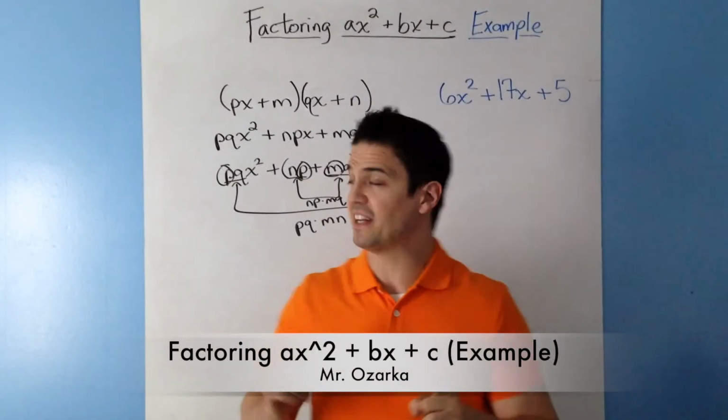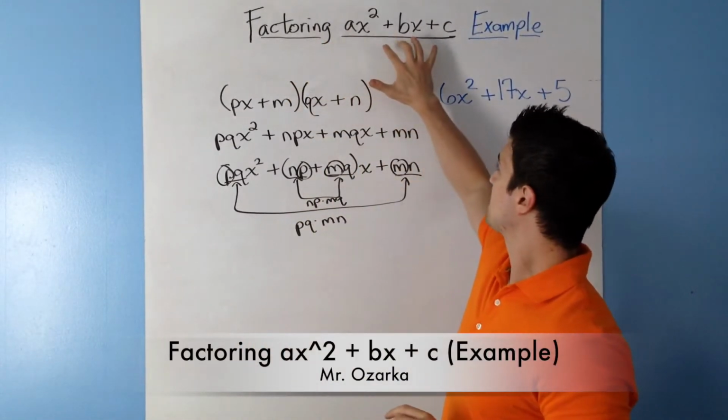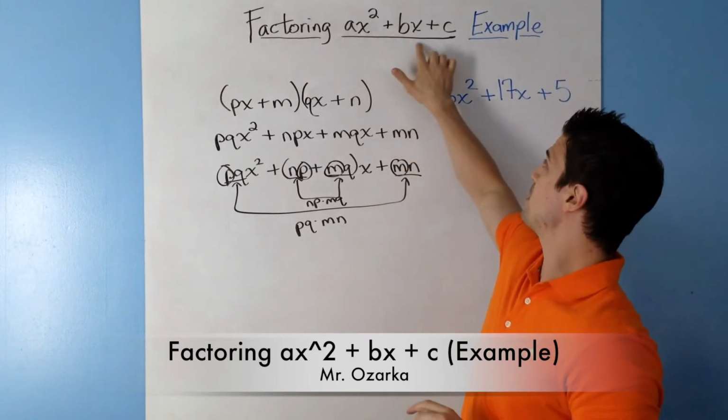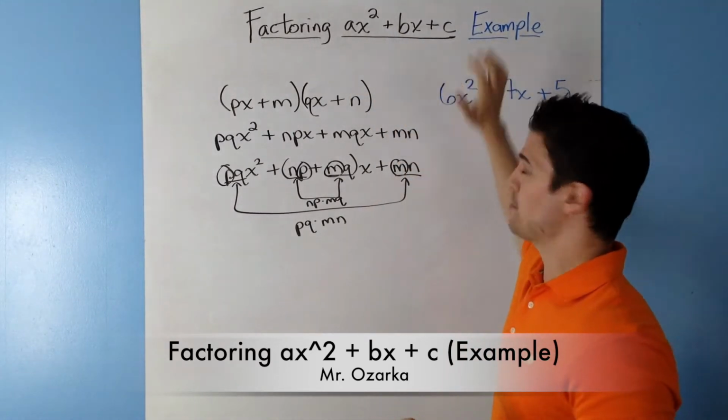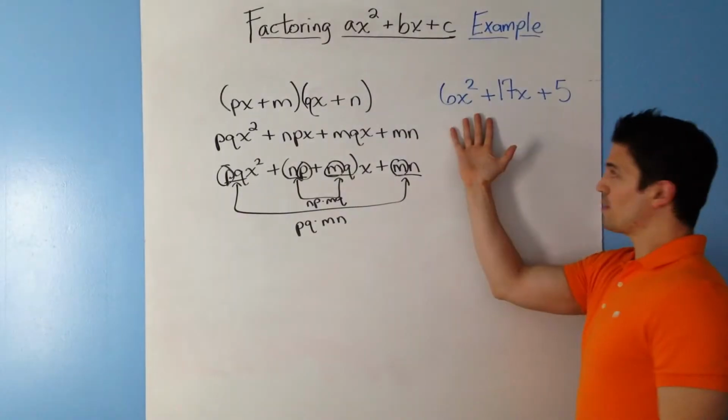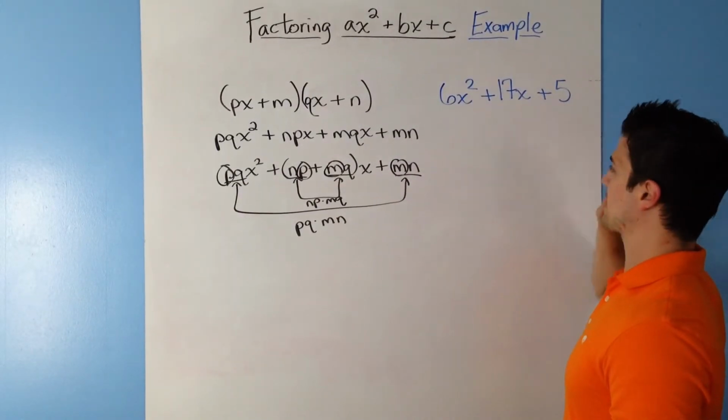Okay, so this is going to be a video about factoring an expression that's in the form of ax squared plus bx plus c. Only this time I'm going to show you using an example. So our example is right here. It's 6x squared plus 17x plus 5.